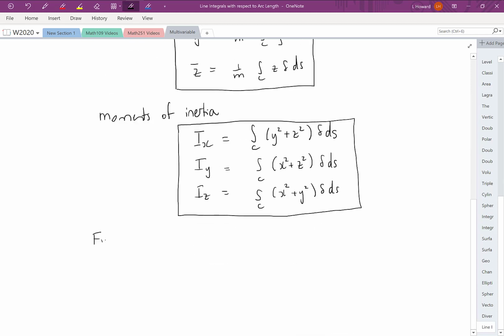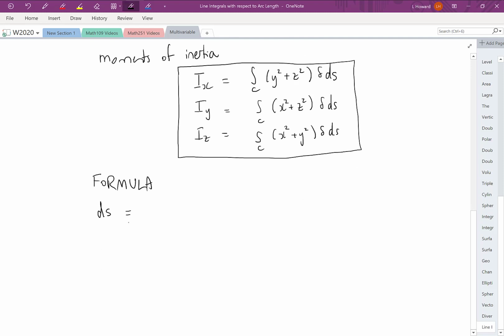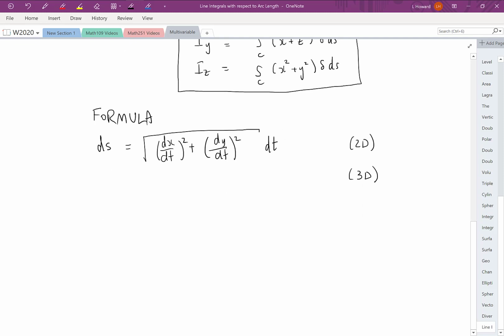In order to get into a calculation, what we need is a formula for how we're actually going to calculate ds. So there are going to be 2 variations here depending whether we're in 2D or 3D. So we'll write down both variations. If we're in 2D, then ds is going to be the square root of (dx/dt) squared plus (dy/dt) squared, and then outside the root here we're multiplying by dt, so that's the 2D version. And the 3D version, quite similar, it's just got an extra term under the root corresponding to the z variable.